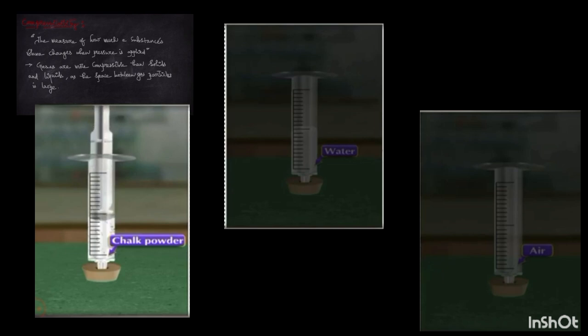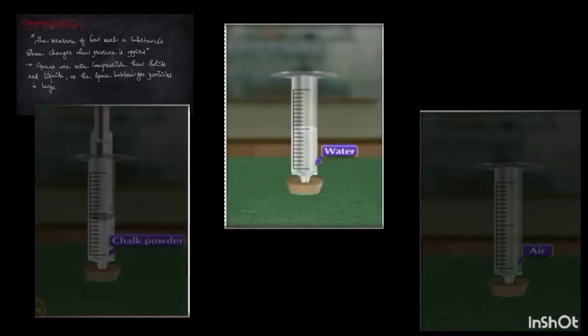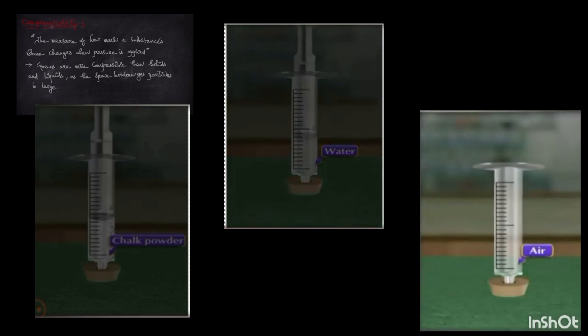If you apply more and more pressure on the first one, which is having chalk powder, then the compressibility is not there. If you apply pressure on the syringe which contains water, there is a little compressibility. If you apply pressure on the third syringe which contains air, then the compressibility is more and the piston moves a lot of distance in the syringe. This shows gases are more compressible compared to solids and liquids.